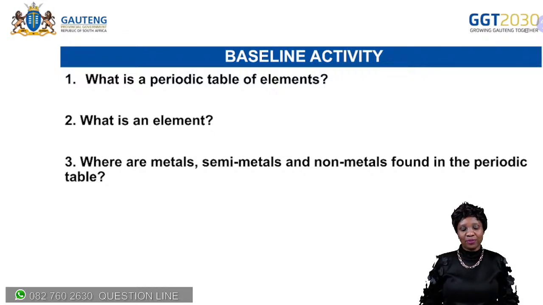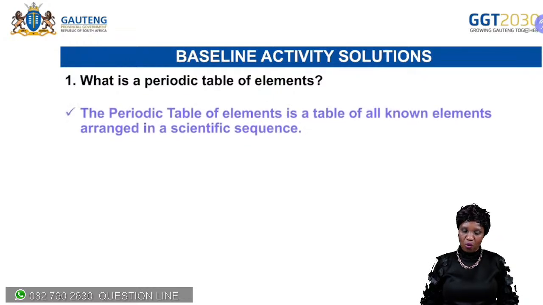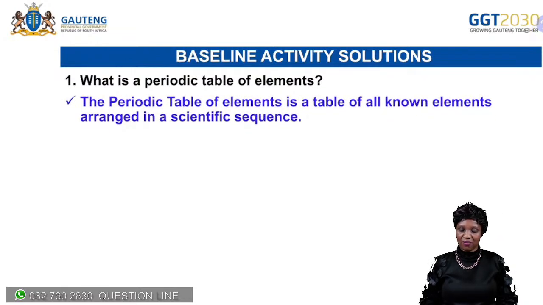All right. Let's check the questions that we have answered. Question number 1 says, what is a periodic table of elements? Question number 2, what is an element? Question number 3, where are metals, semi-metals, and non-metals found in the periodic table? Let's check our solutions. For question number 1, what is a periodic table of elements? How can you answer that one? How did you answer it, grade 8?